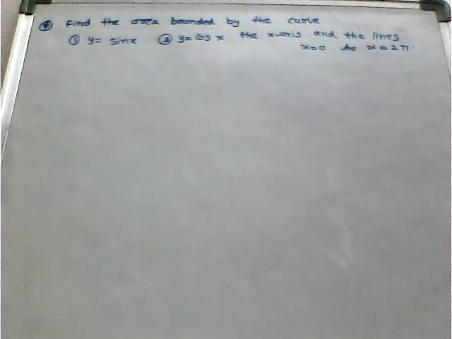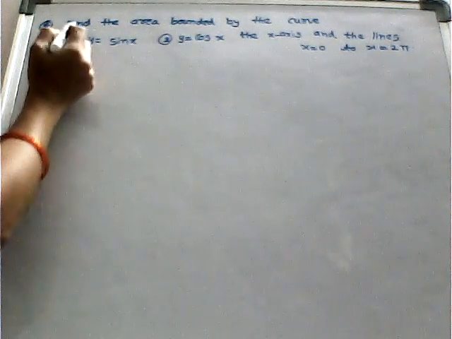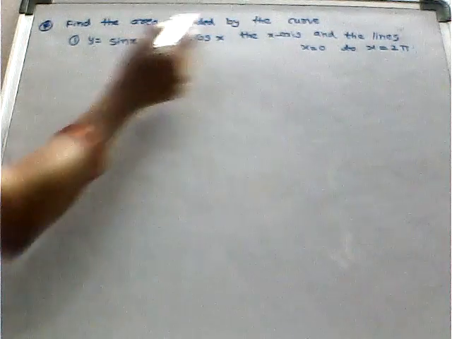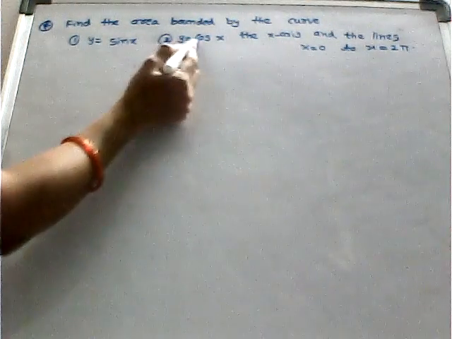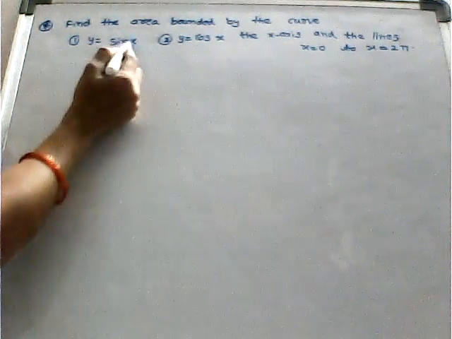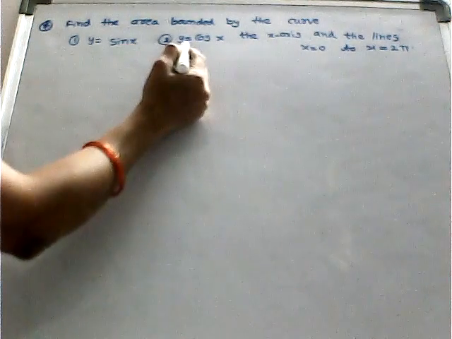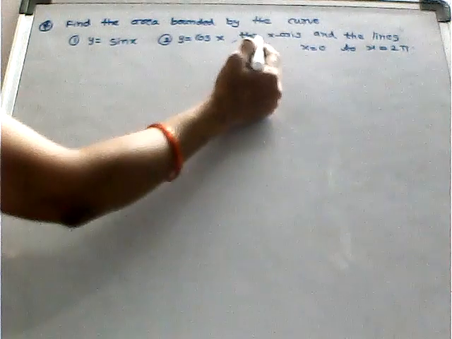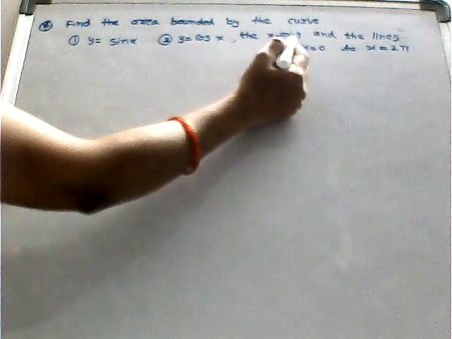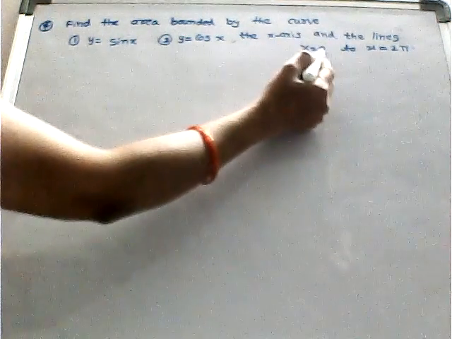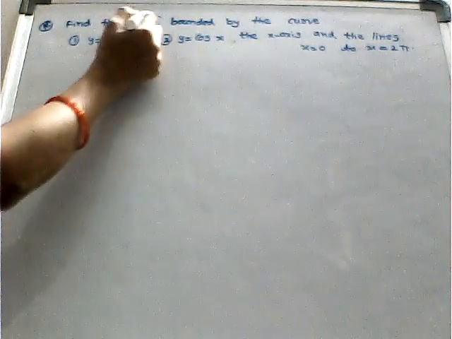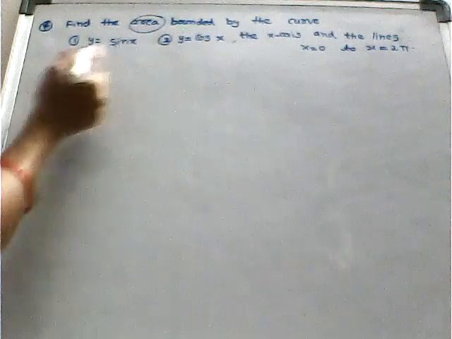Now, the problem is to find the area bounded by the curve. Here we have two problems. First one is y is equal to sin x. Second one is y is equal to cos x. Boundaries are the x-axis and x is equal to 0, x is equal to 2 pi. Now we can find the area of these two curves.